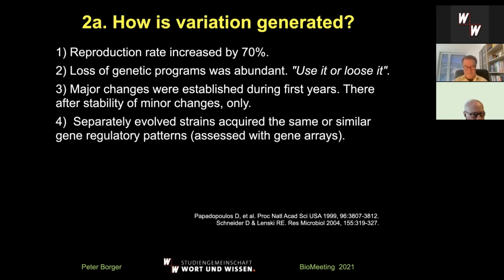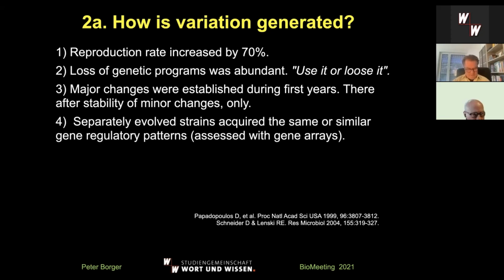And what we can say about these experiments, that there is a change of the bacteria. And what we see is that the reproduction rate increased by about 70% in these populations. There's also a loss of genetic programs. That was abundantly observed in these studies, and it is in accord, of course, with the use it or lose it rule in biology. If you don't use certain genetic programs, you are going to lose them. And also the major changes that he established during the first years, and thereafter there were only minor changes.